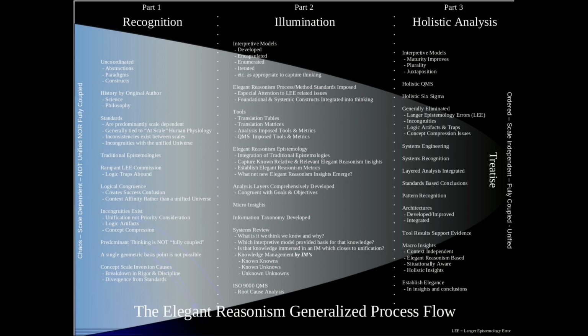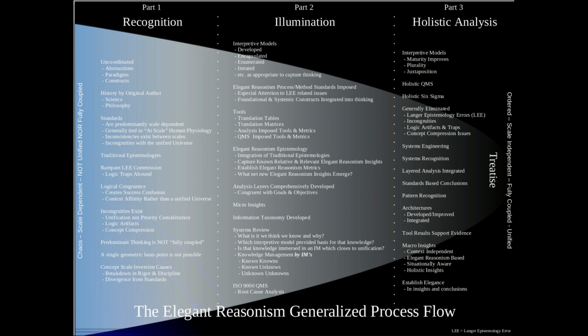You can hit pause on the video and look this over and really go through it to understand it. But basically we go from chaos and scale dependent concepts and constructs on the left. We recognize what the problem is. We use a standards based approach, and very often you're going to have to go back and review history, and you want to make sure that you're looking at the original author and the traditional epistemologies, and we want to start thinking through those.